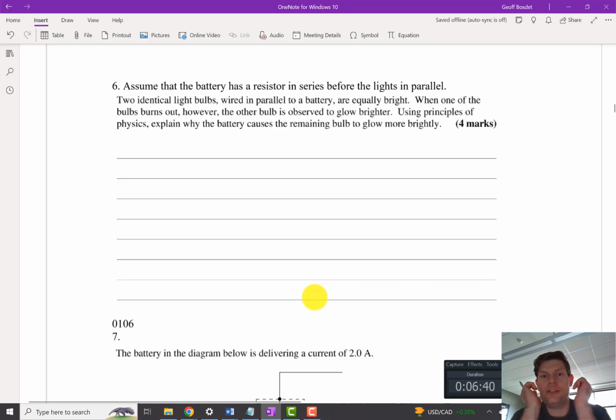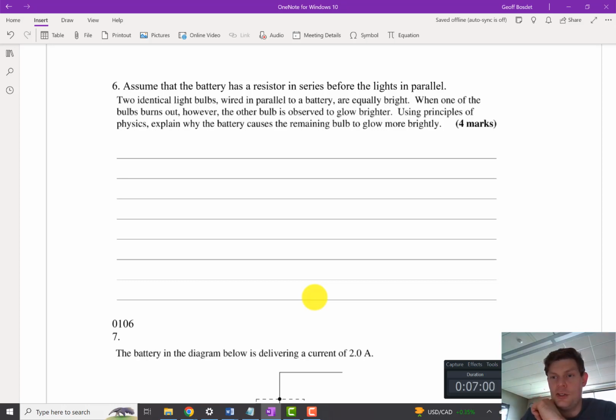All right, assume the battery has a resistor in series before the lights in parallel. Two identical light bulbs wired in parallel to a battery are equally bright. When one of the bulbs burns out, however, the other bulb is observed to glow brighter. Using principles of physics, explain why the battery causes the remaining bulb to glow more brightly.